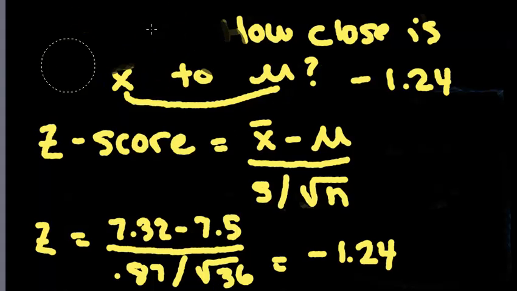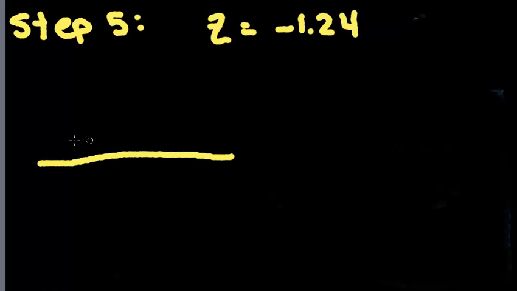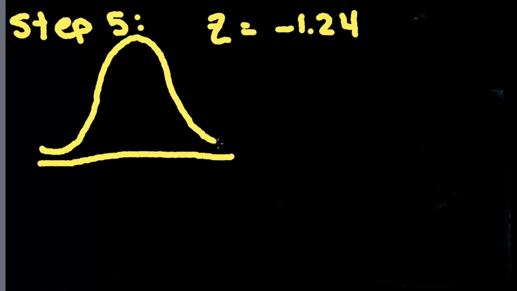So let's erase again, and let's draw a picture of what this looks like. So in step 5 here, we're going to examine this value here. So we have z equals negative 1.24. And if we draw a normal curve, which we're allowed to do because the central limit theorem applies, and it applies because our n is greater than 30, and we used the central limit theorem.